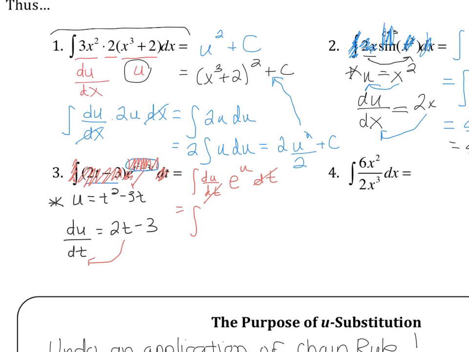And we are left with the antiderivative of e to the u du, which, I mean, it doesn't get easier than this, right? The antiderivative of e to the u is e to the u plus c, and then last but not least, we will back substitute and replace u with its equivalent expression in terms of t, which would be e to the t squared minus 3t, plus c, which, if we look back at our previous number 3, should be exactly what we started with.